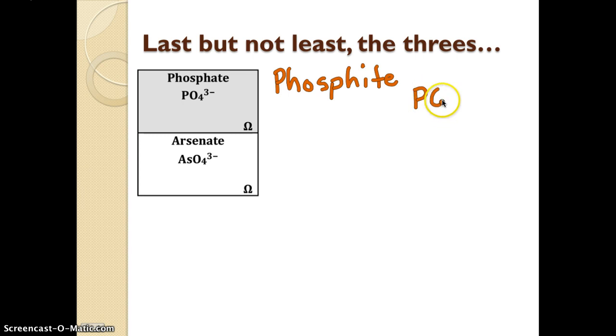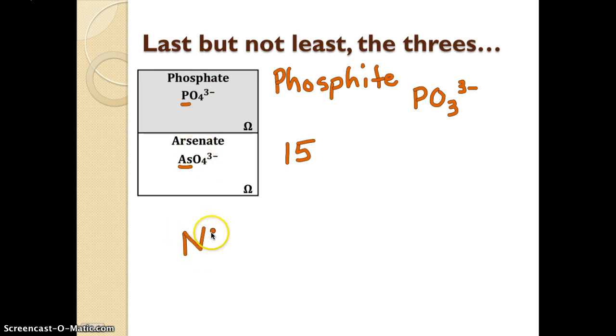So what's going on here, as you would be able to reason, is that if phosphate is PO4 negative 3, phosphite would be 1 oxygen less, PO3 negative 3. Now back to these two, phosphorus and arsenic are in group 15 together. And what you can see is they have the exact same pattern: 1 atom bonded to 4 oxygens with a charge of negative 3. Both of these form a tetrahedral structure.